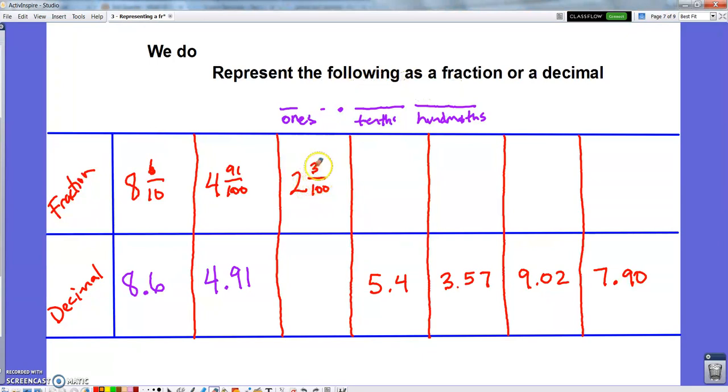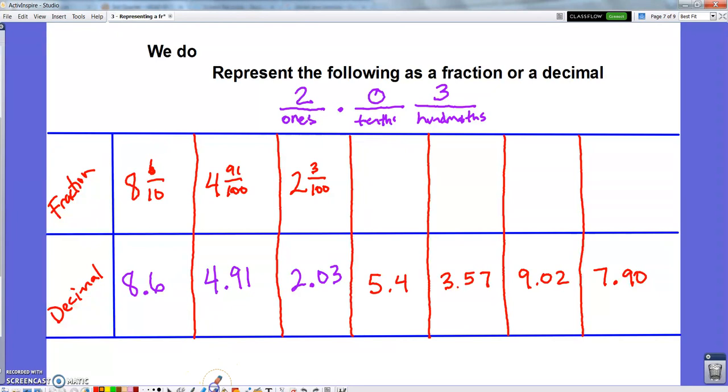This one's a little trickier. When you have a hundredths denominator but only one digit in the top, this is probably the easiest one to mess up on. You've got to hear what you say. You've got to say it out loud. 2 and 3 1/100ths. 3 hundredths. So I've got 2 and, but I don't have 3 of these because I'm saying hundredths. I have 2 and 3 hundredths. I don't have any tenths, and so you end up with a decimal that looks like that.